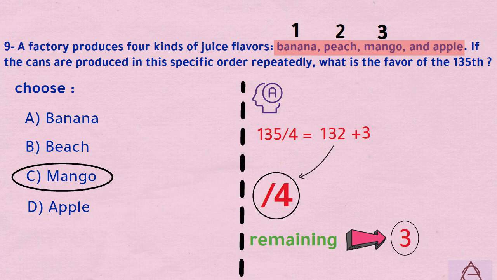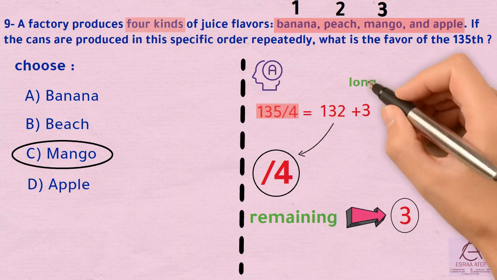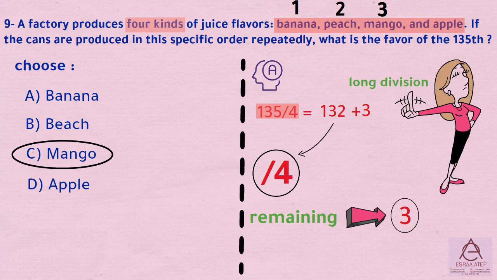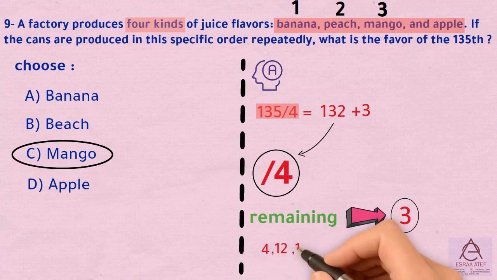So again, I will repeat: I will divide 135 by 4, the number of flavors. How do we divide 135 by 4 without long division? From divisibility rules, we know that the last 2 digits of the number should be divisible by 4. In the times table of 4, we have 4, 8, 12, 16, and so on up to 32. So we can put 32 instead of 35, so the number will be 132.